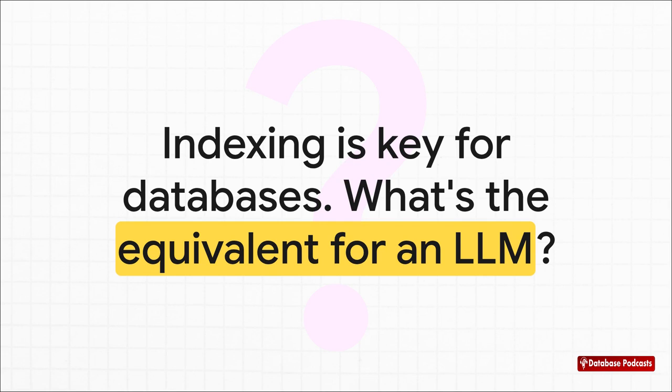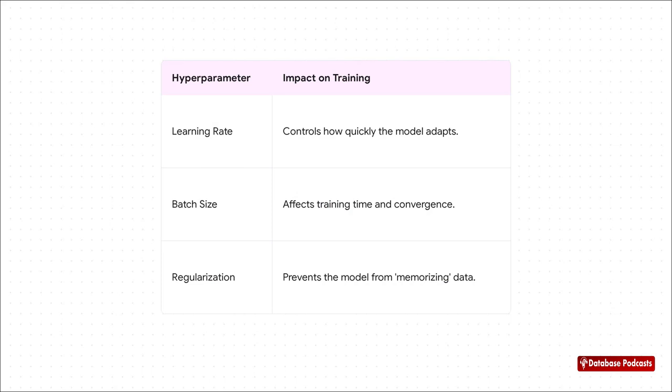So, what's the equivalent of that for a large language model? The answer is hyperparameter tuning. These are basically the knobs and dials you get to adjust before you even start training. The learning rate, for example, is all about how fast the model learns. If it's too fast, it'll miss important details.